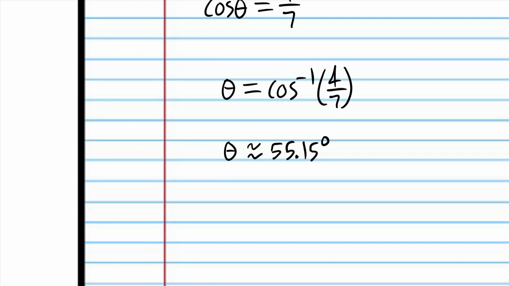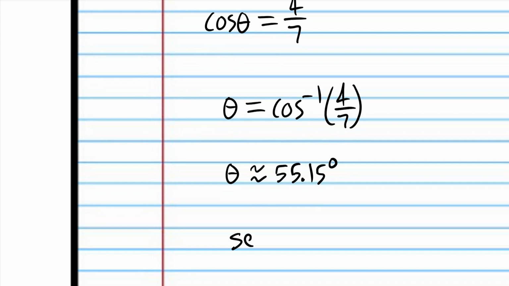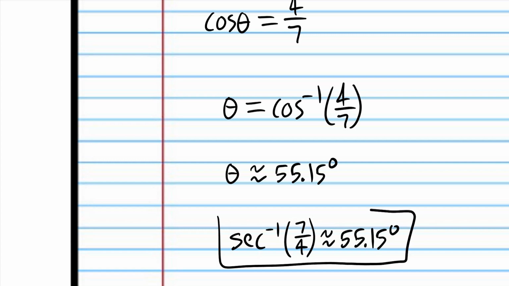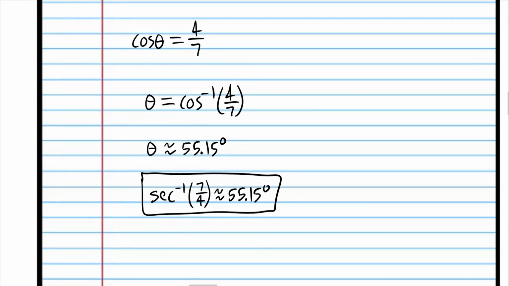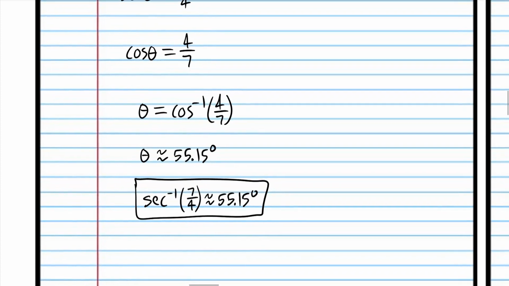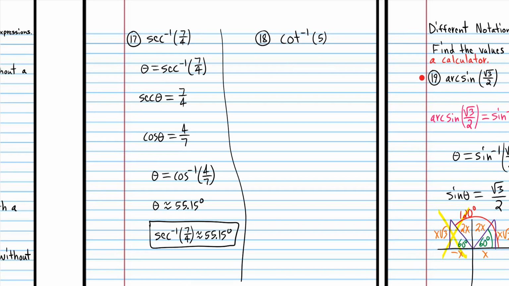So secant inverse of 7/4 is approximately equal to 55.15 degrees. So if you got that right, excellent. Okay, go ahead and try number 18. When you come back, we'll do it together.